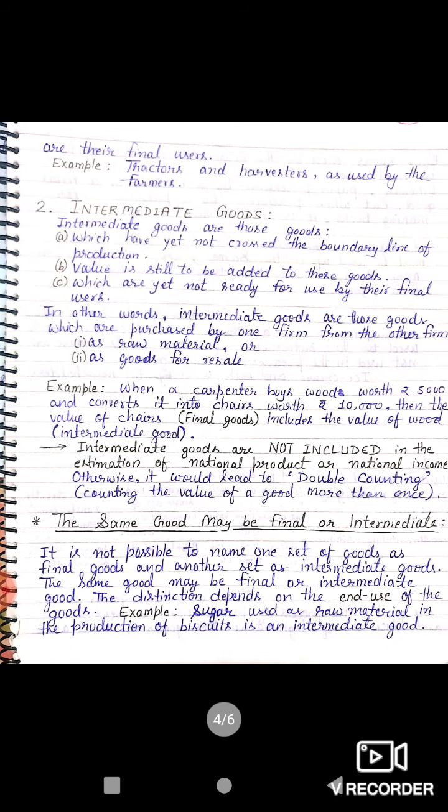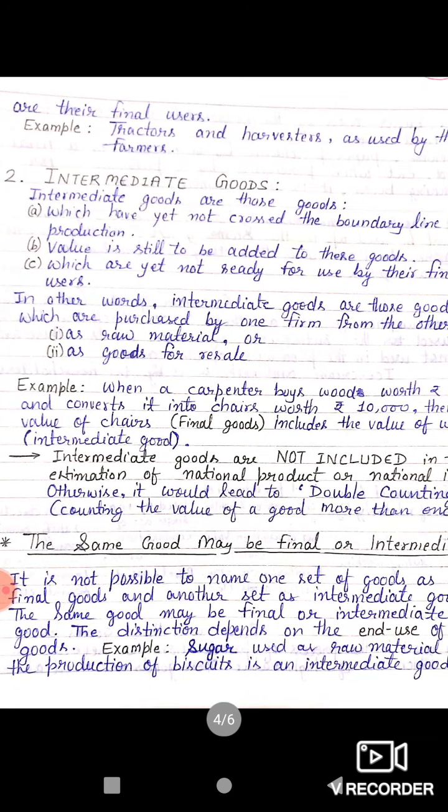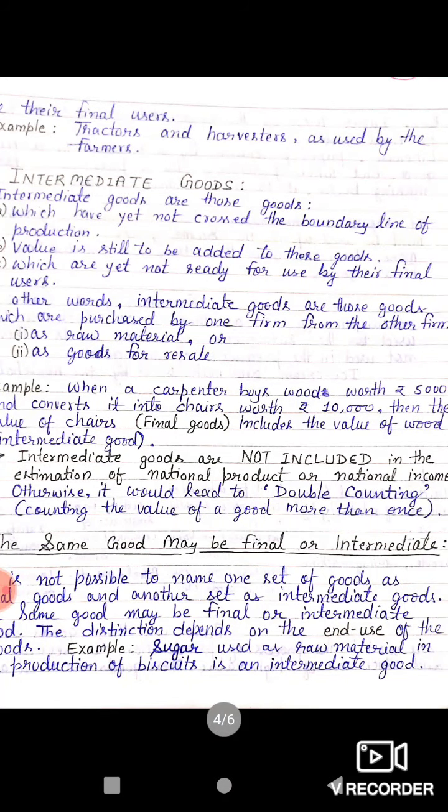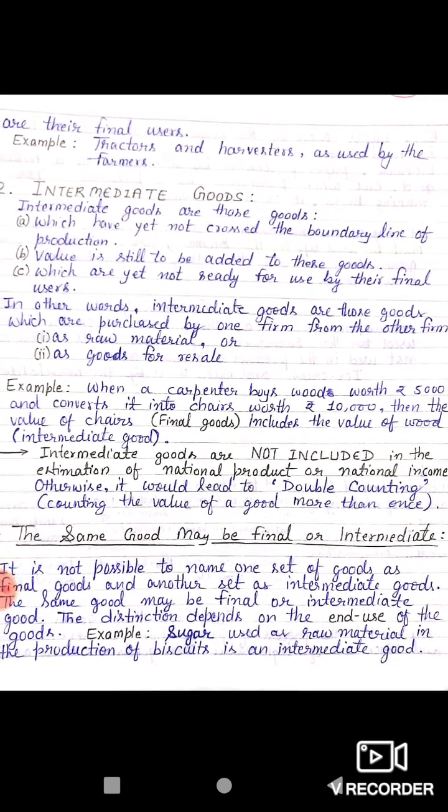So the same thing is written here also: goods which have not crossed the boundary line and value is still to be added to these goods. Third, which are yet not ready for use by their final user. As you can see, what use will we make of the wood? We can't use simply wood until we give it a shape, polish it, and make it something useful. Like we can make a table, or a bed, or a chair from wood. Then only we can use it. Okay, so it is an intermediate good.